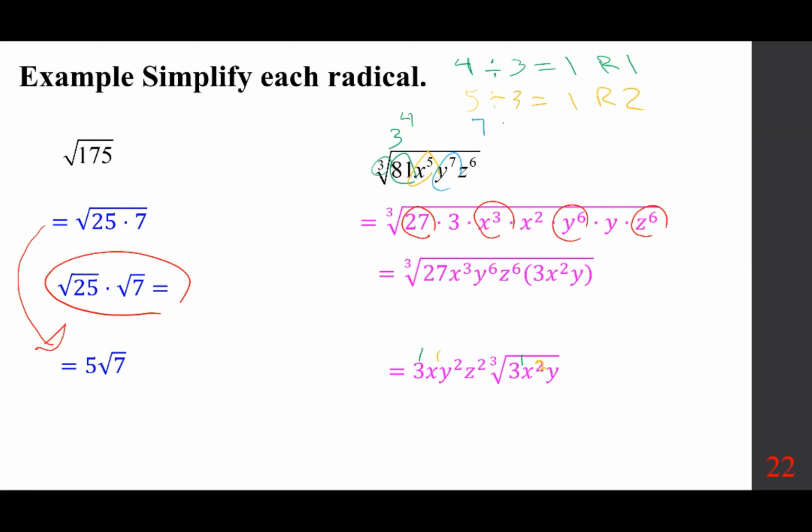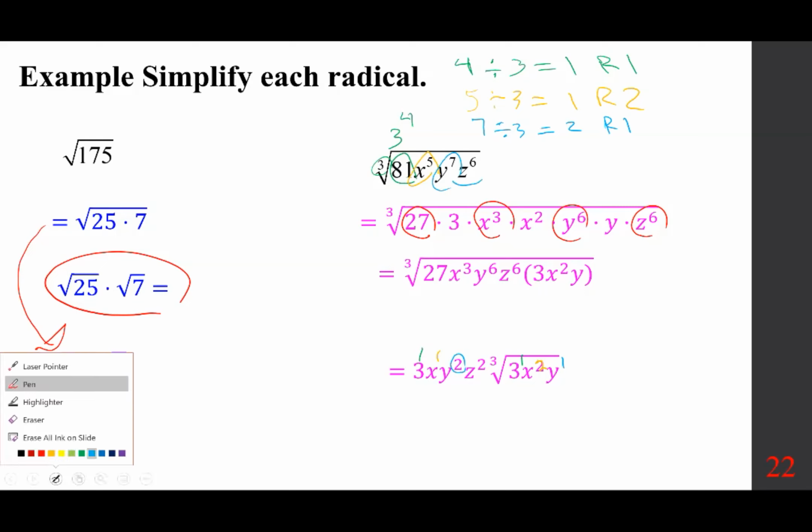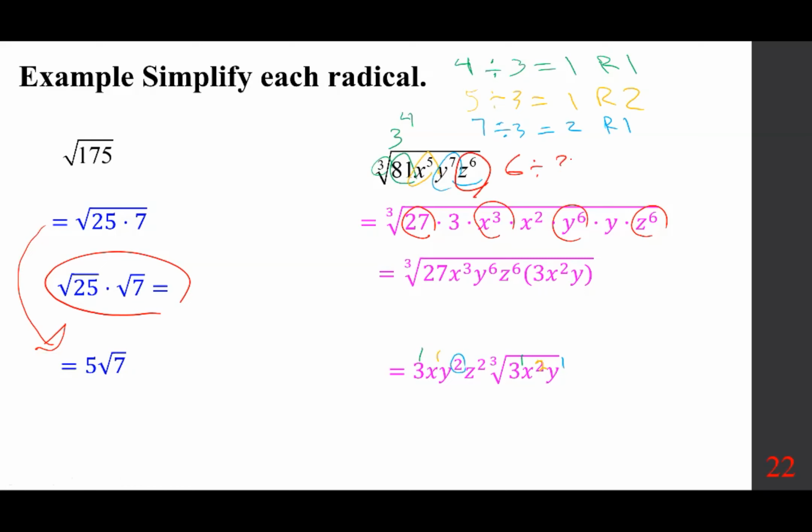Y to the power of 7. 7 divided by the index 3 gives you 2 with the remainder 1. So we get y to the power of 2 out, y to the power of 1 inside the radical. Let me use a different color. Finally, z to the power of 6. 6 divided by 3 is 2. There is no remainder, so it comes out as z squared. And therefore, this is a lot faster, class. I'm going to erase this stuff at top here. If I were you, I would take this method. I think it works out better.